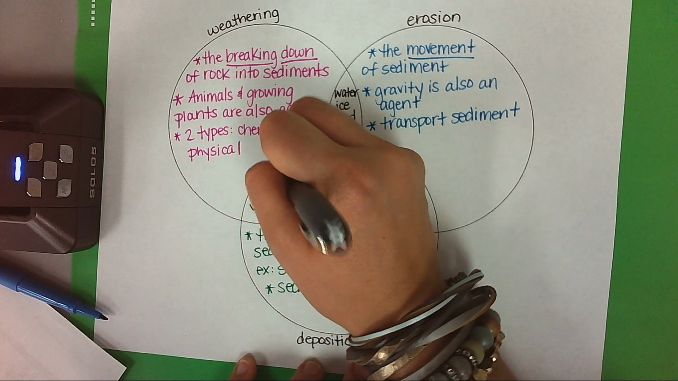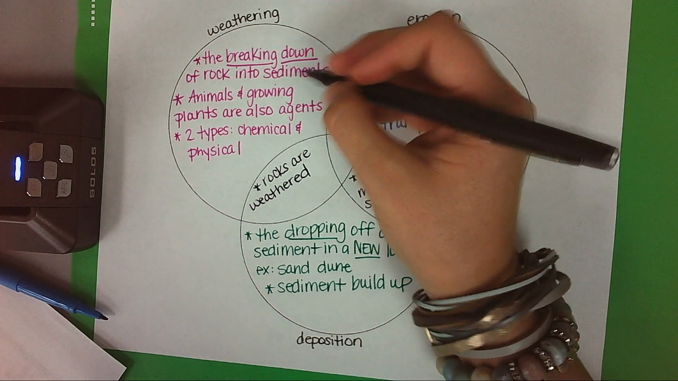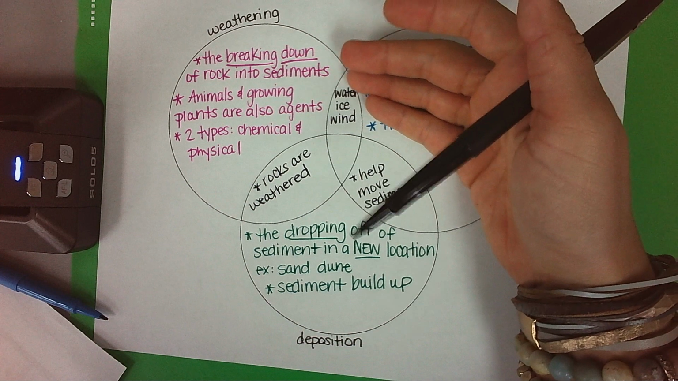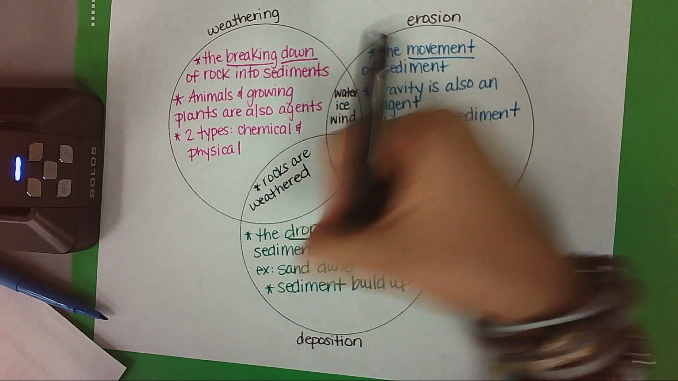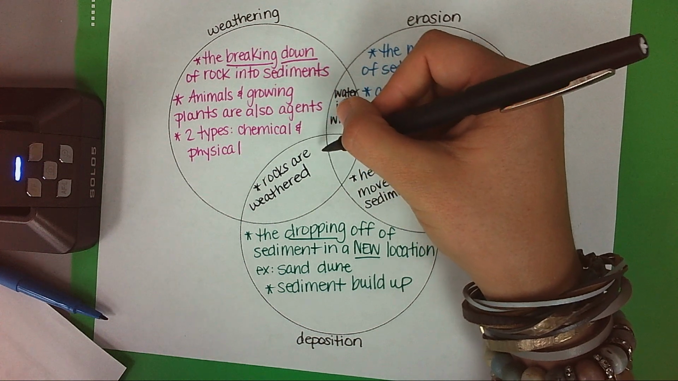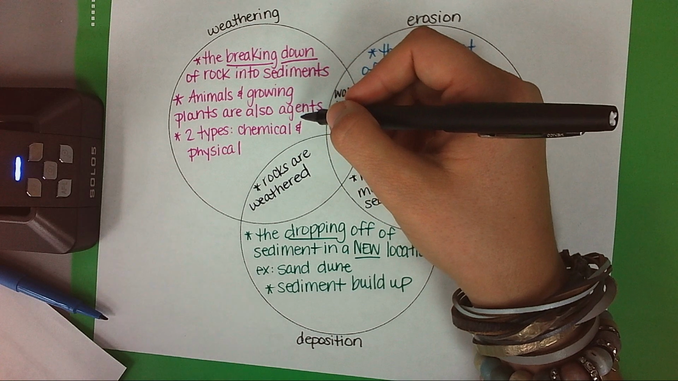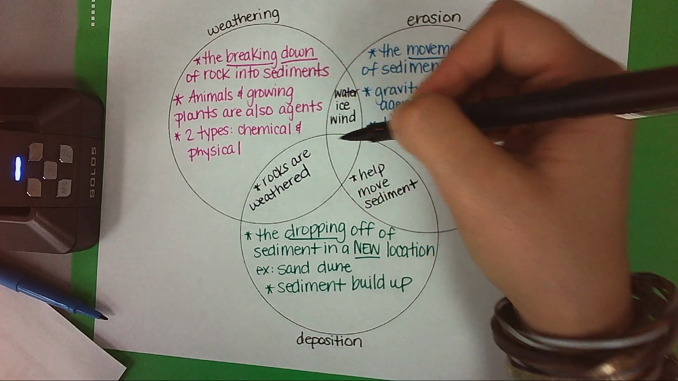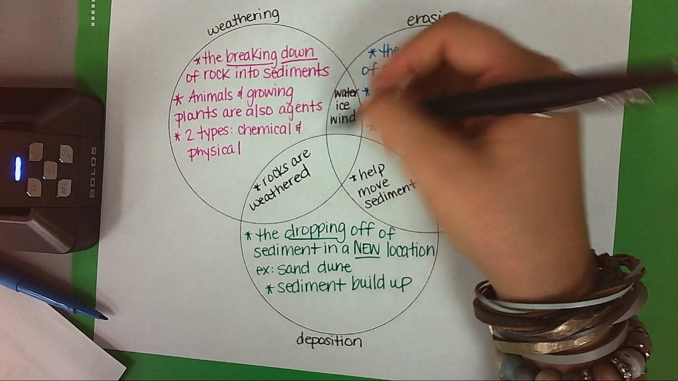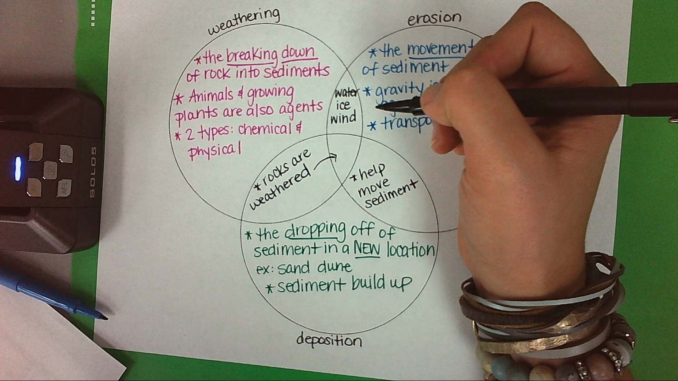So the rocks are weathered. This one was kind of tough because weathering is actually the breaking down of rock, and deposition is the dropping off of rock. So what do they have in common? This rock that has been deposited is already weathered. And in weathering, it gets broken down through either chemical or physical processes. So they have in common that those rocks are weathered, which could also go in this section as well.